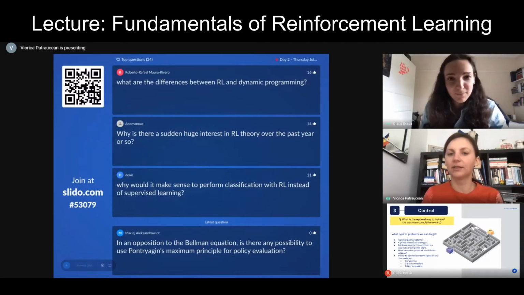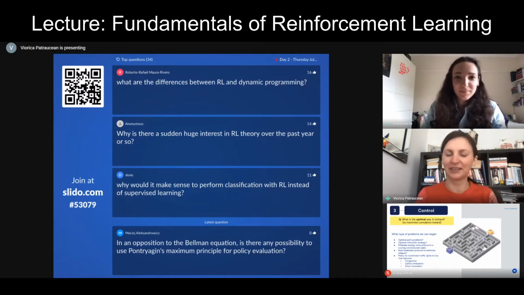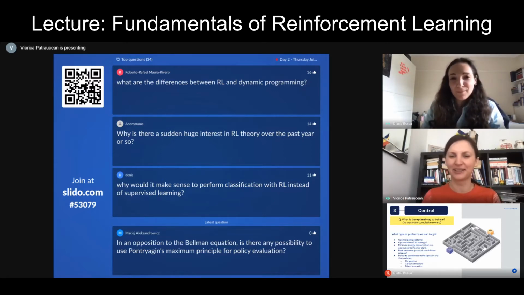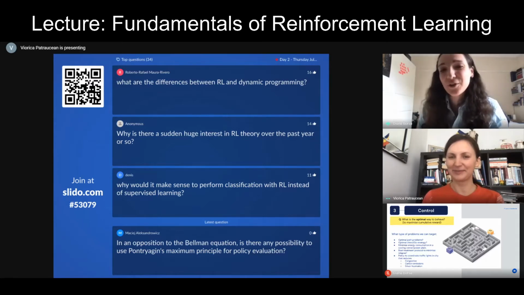I'm assuming that the first question arrived before you got to present all the differences between RL and dynamic programming. But if you want to go very briefly, again, just to summarize in two words. Sure. RL is a problem. Dynamic programming is a solution if you know the MDP.